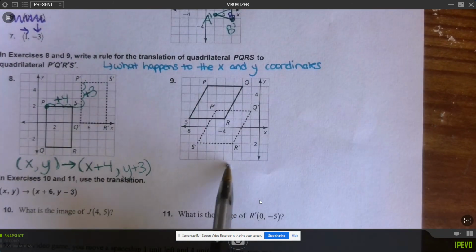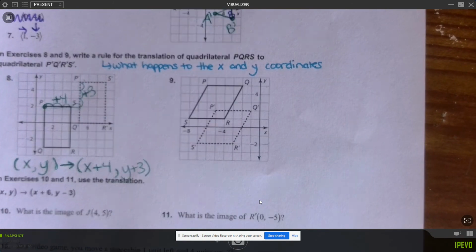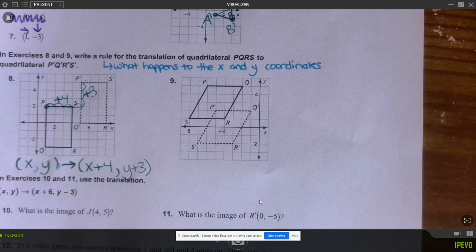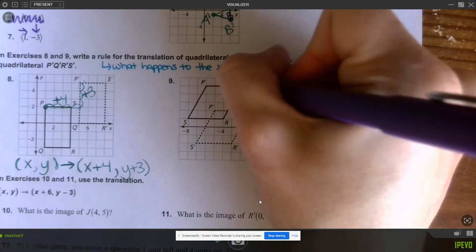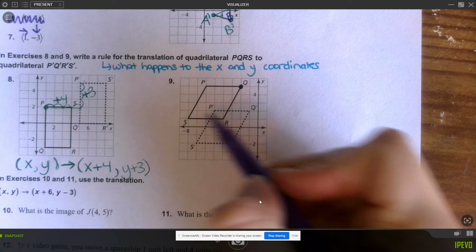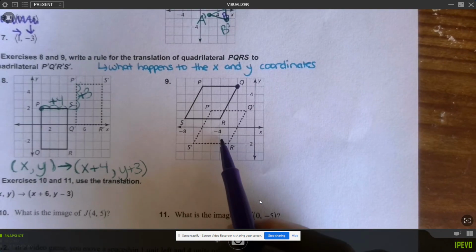We're going to do the same thing in number 9. We have to figure out what the rule is. So you really only need to pick one of the points and count the horizontal and vertical components. I'll pick point Q. Okay. Here's my pre-image. Here's my final image.